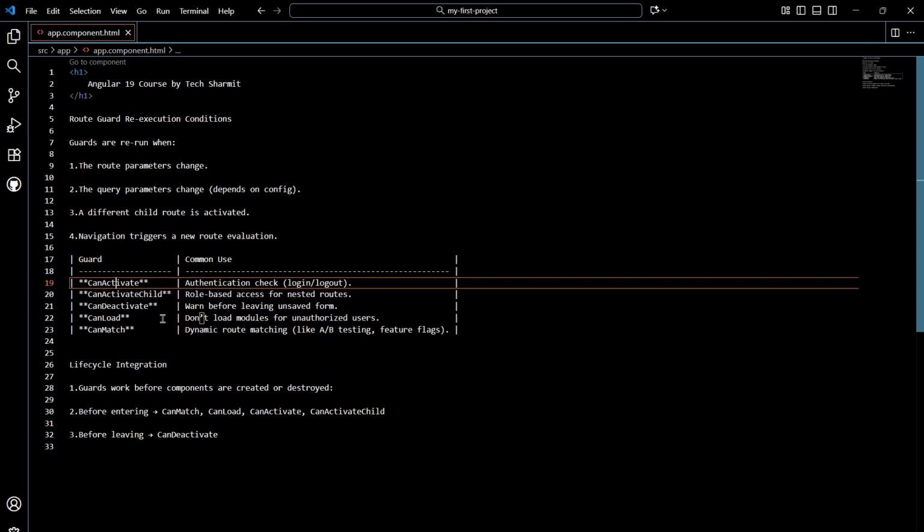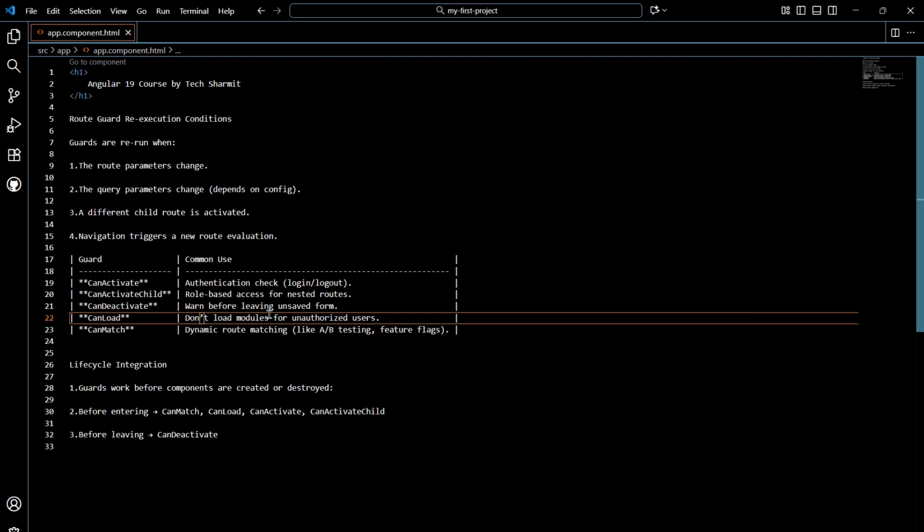The third thing is canDeactivate. The canDeactivate route guard is commonly used to warn before leaving an unsaved form. So suppose you are working on a form. Before leaving it, if you want to make sure that it warns before leaving the unsaved form, then in that situation we will utilize the canDeactivate route guard.